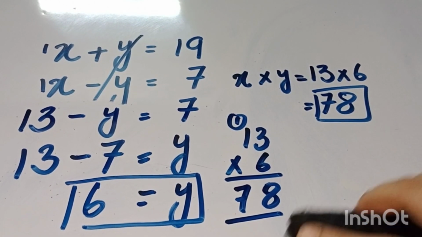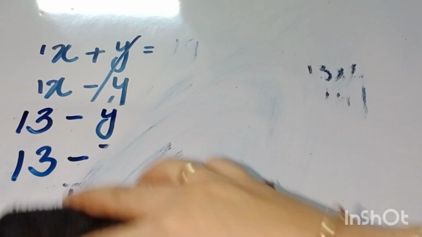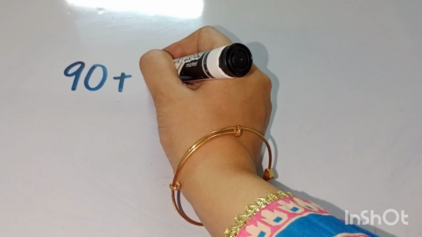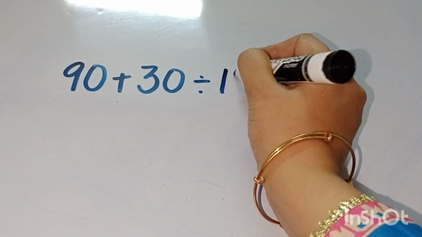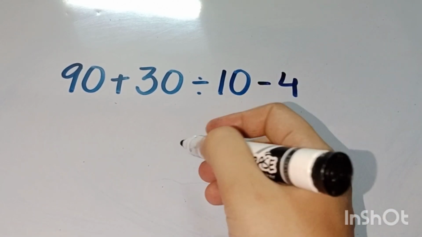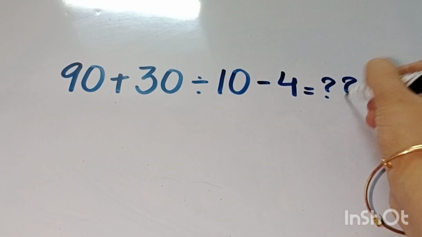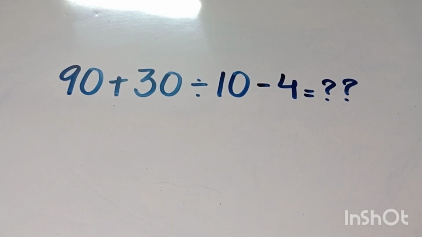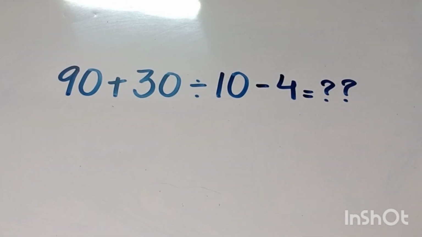Okay, now shifting to my next puzzle. Next puzzle is 90 plus 30 divided by 10 minus 4. So what would be the answer of this puzzle? Are you very genius to solve it in a few seconds? If you are genius, then you will solve this puzzle in 4 to 5 seconds.